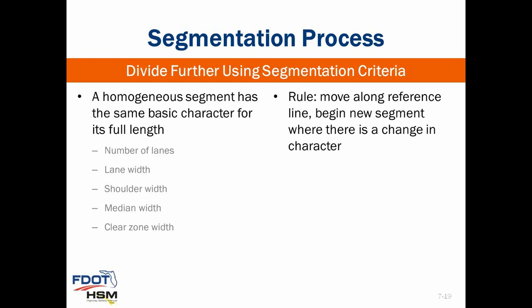Characteristics that are related to safety include those that are characterized as geometric variables and traffic volume variables. Key geometric variables include the number of lanes, lane width, shoulder width, median width, and clear zone width. A significant change in any one of these attributes constitutes the ending point of one segment and the start of a second segment.